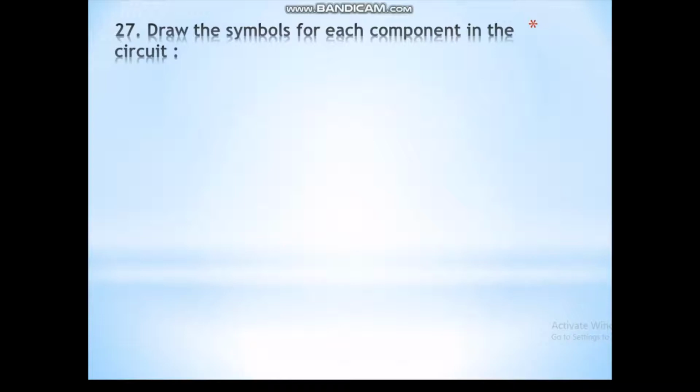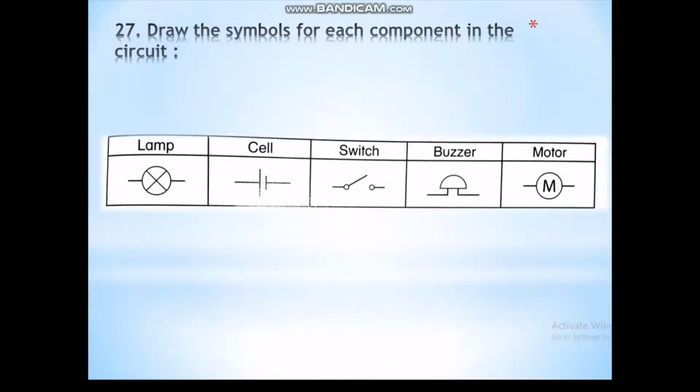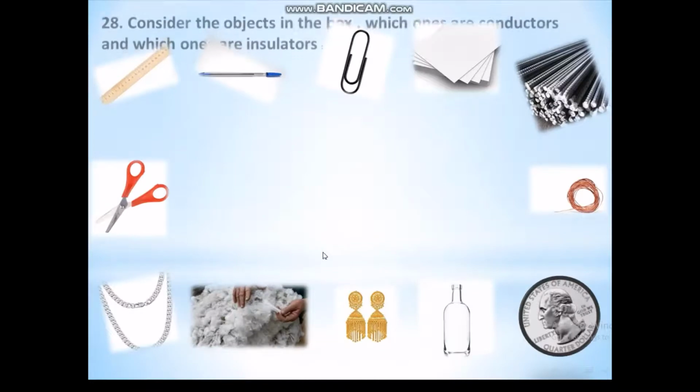27. Draw the samples for each component in the circuit. You will find the samples in your student book, page 75. This is how a lamp looks like, a conventional sample, of course. This is how a cell looks like, switch, a buzzer, and a motor.